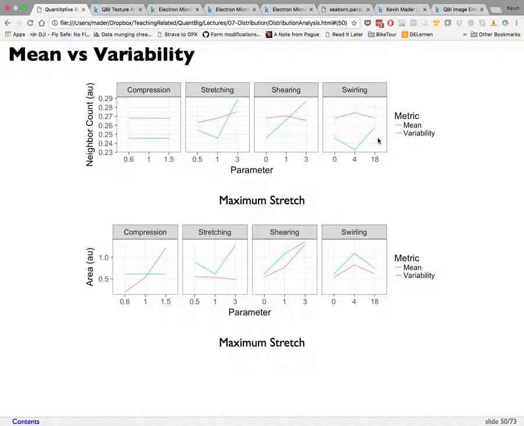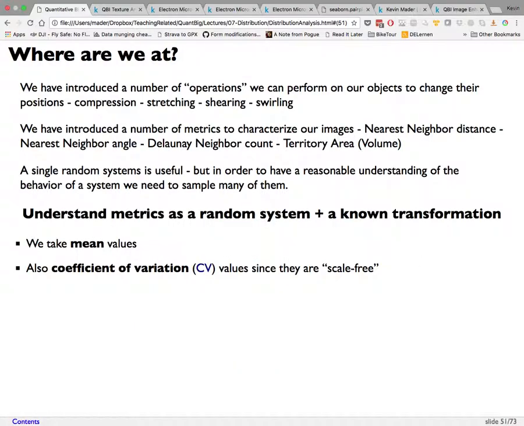And what's very nice about this is that you don't need to actually match one sample to the next. You can just look at the distribution of neighbors, the distribution of the territory sizes for all of the objects or pores in your sample, and use that to quantify what actually happened. Basically, these parameters give us the ability to start to analyze some of these systems. If you understand the metrics of a random system and apply a known transformation, you can look at how the mean or the variation changes in order to understand what's going on.